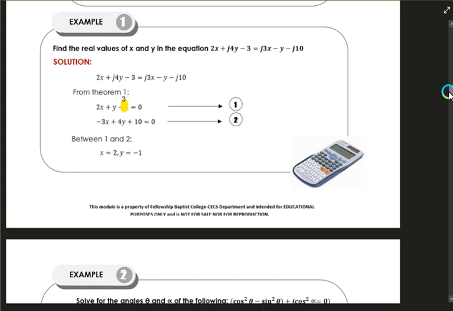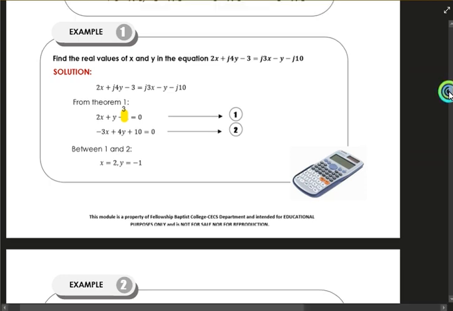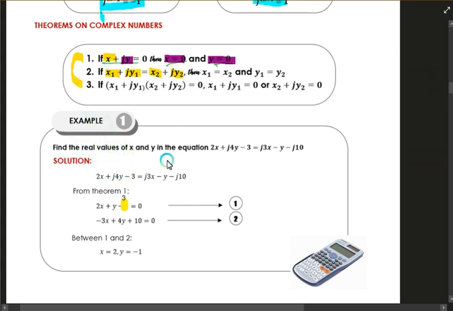So, if we are going to trace back our theorem from earlier, which is theorem number 1, or theorem number 2, they say the same thing. You have to equate the imaginary part to the imaginary part, real part to real part. So we have to equate the real part. What is the real part of our equation? Real part is 2x minus 3 then minus y. If we are going to equate it to 0, to simplify it, we move the negative y. So we have 2x plus y minus 3 is equal to 0.